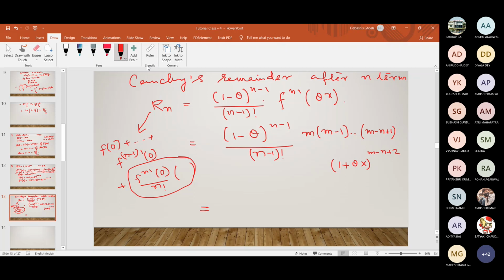Now I think you can rearrange this one and you will get the answer. That is 1 minus theta whole to the power n minus 1, divided by 1 plus theta x whole to the power n minus 1, and then you have another term, 1 plus theta x whole to the power n minus 1 divided by n minus 1 factorial. That will be the answer.